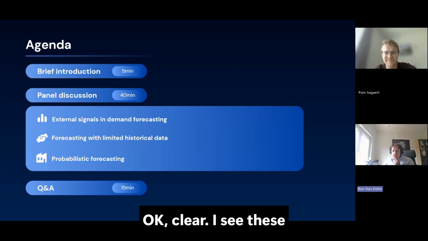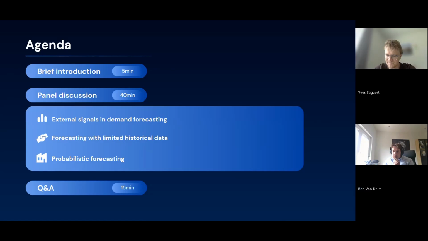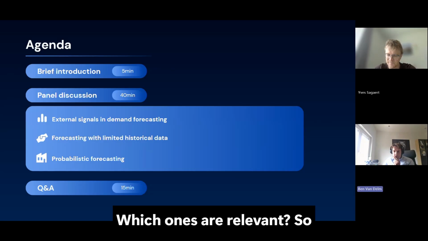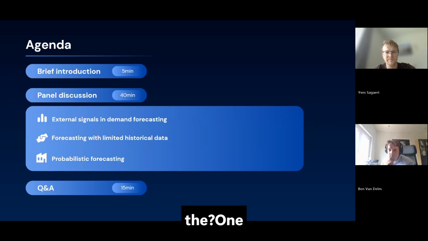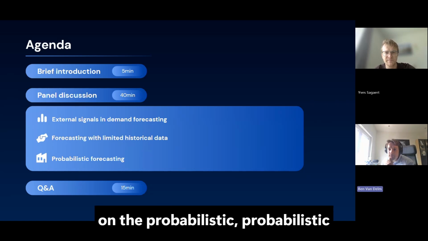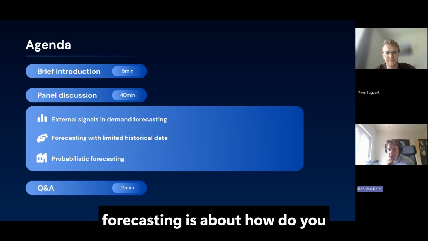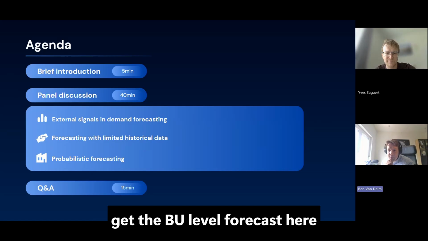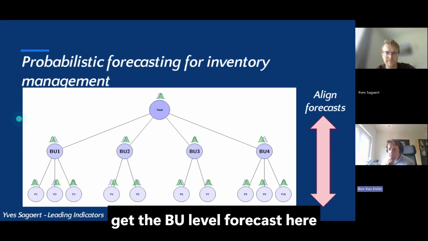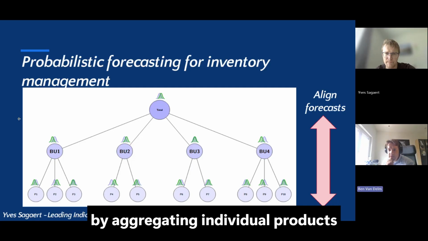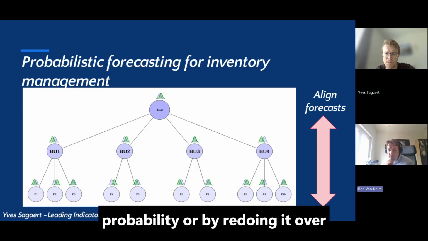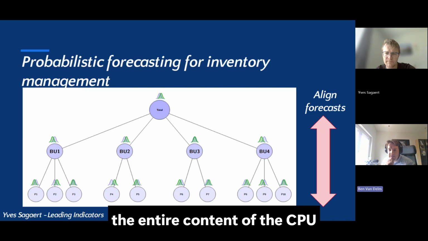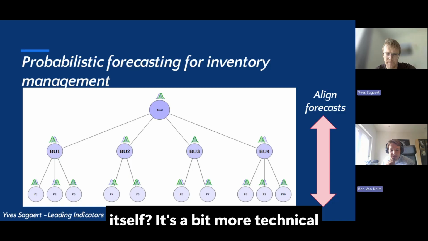Okay, clear. I see these other questions. Which ones are relevant? So the one on the probabilistic forecasting is about how do you get the BU level forecast here by aggregating individual products' probability or by redoing it over the entire content of the BU itself. It's a bit more of a technical question.